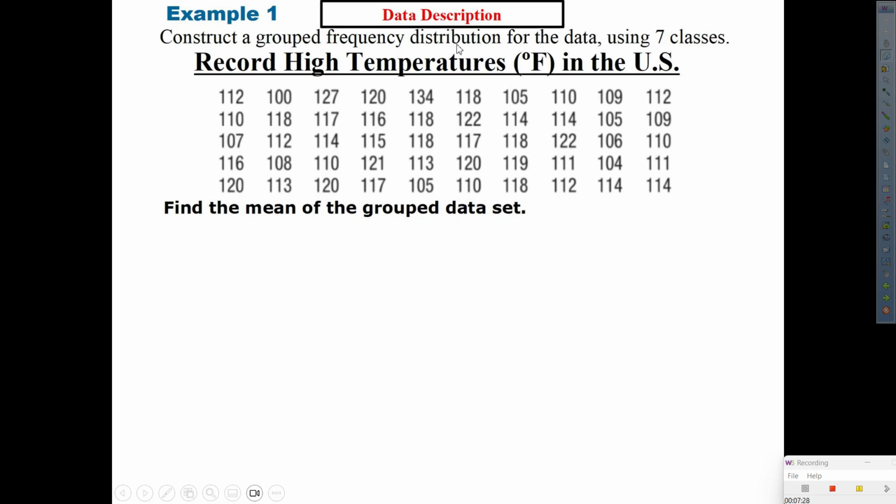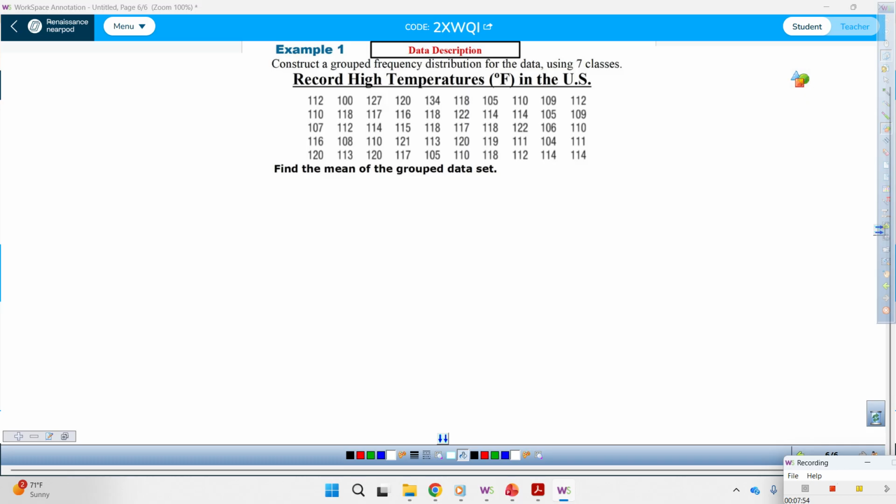So I'm going to send that to your screen so you can actually cross out numbers. Give me a second. All right, so it reads, example 1 on your paper. Construct a group frequency distribution for the data using 7 classes. I said don't copy the data from the screen. You can just cross out numbers so you can build your frequency distribution.